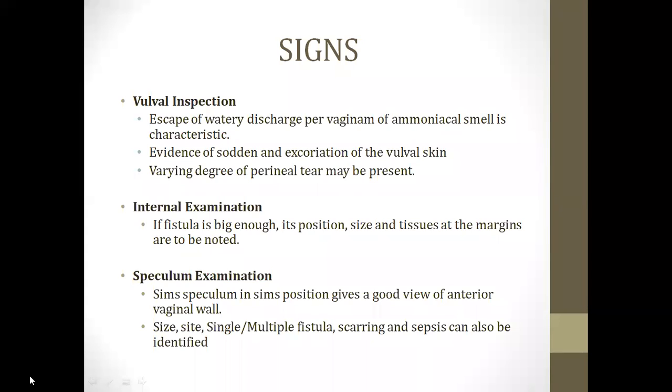Coming to the internal examination, if the fistula is big enough, its position, size, and tissue at the margins are to be noted. Coming to the speculum examination, the Sims speculum in Sims position, which is Nature's position, gives a good view of the anterior vaginal wall fistula. After seeing the fistula, we must note the size, site, single or multiple, and scarring and sepsis can also be identified. These are the points to be noted to assess the prognosis after surgery.